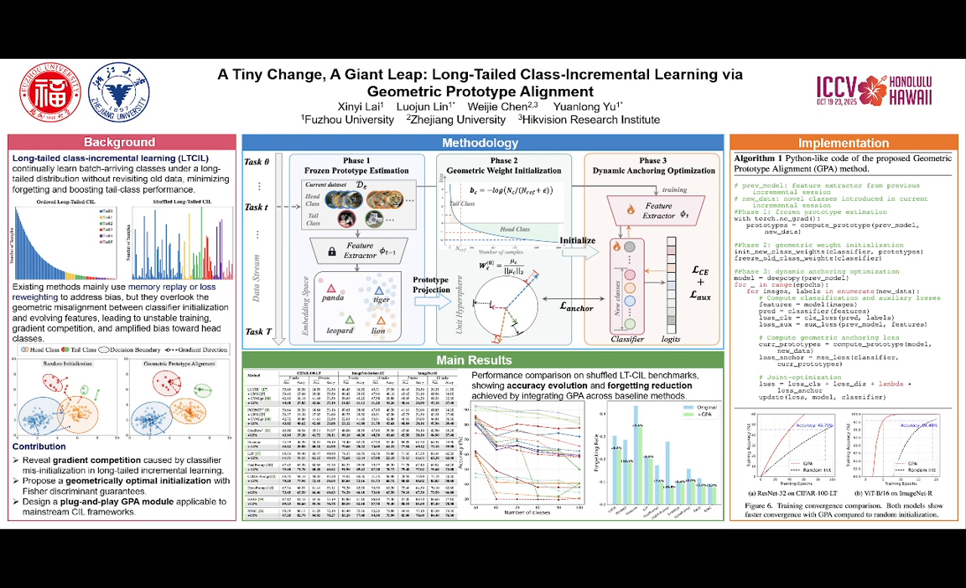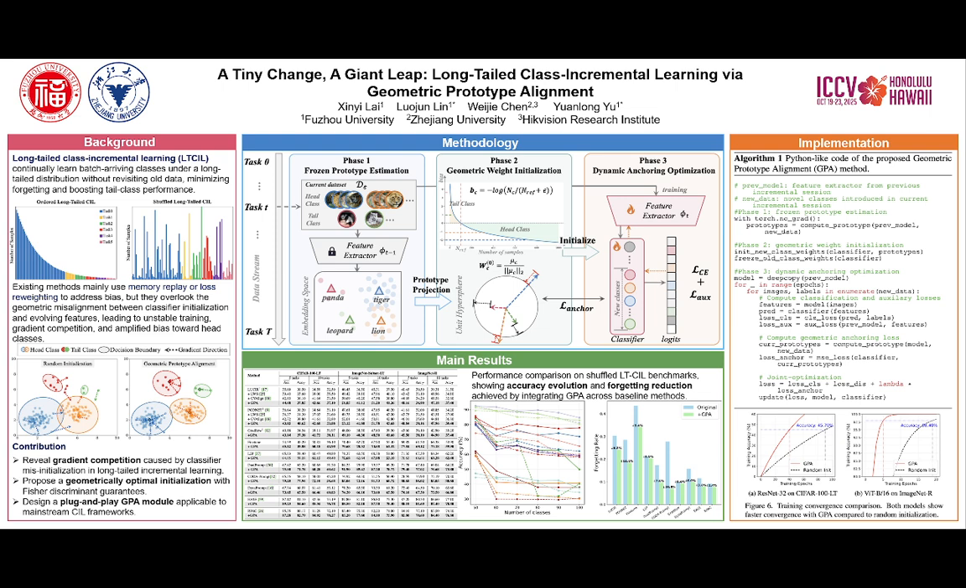Second, geometric weight initialization. This is the tiny change that makes the giant leap. Instead of random initialization, we initialize the classifier's weight vectors by directly aligning them with these computed prototypes and projecting them onto a unit hypersphere. This simple step decouples the feature magnitude, which is often smaller for tail classes, from the angular discriminability, creating a balanced and well-structured starting point for the classifier.